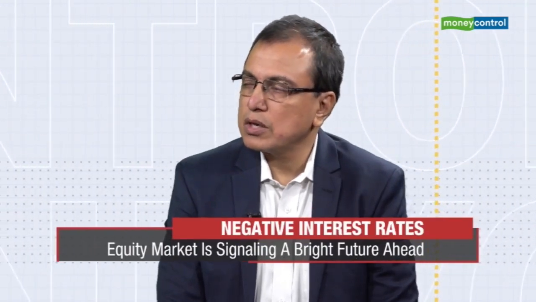So what it means is, in a way, the equity market is ignoring the signal given by the bond market. In the bond market, there is a 30%, 35% probability of a recession. The equity market is ignoring that, and the equity market is generally going up, which means the equity market is signaling a bright future ahead for the global economies.